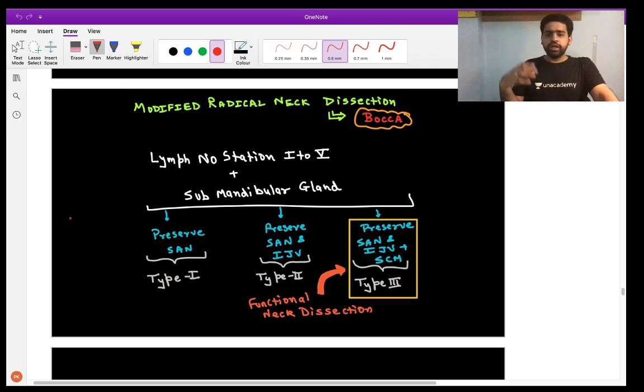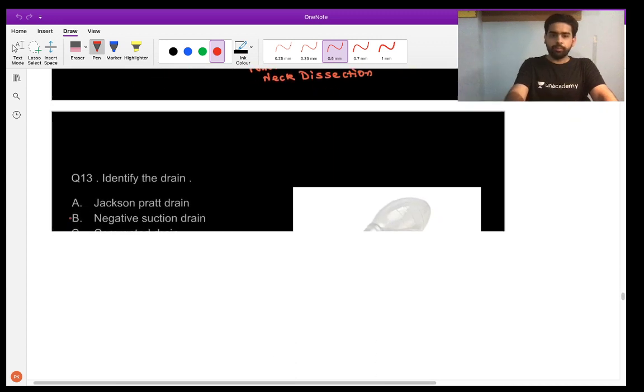Now another thing is, this type 3 modified radical neck dissection is also referred to as a functional neck dissection. So this is something which may be asked to you. In functional neck dissection, what do you preserve? You preserve all the 3. Okay, so just go through these slides, and yeah, this is an important topic.